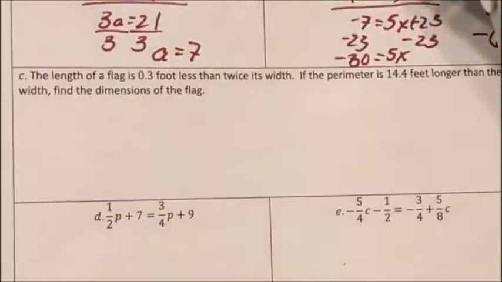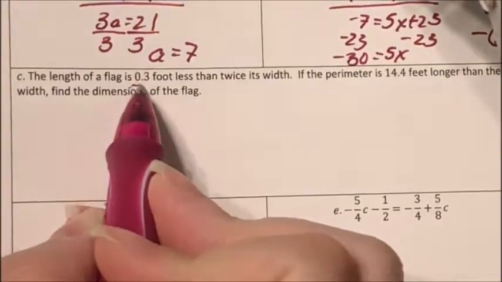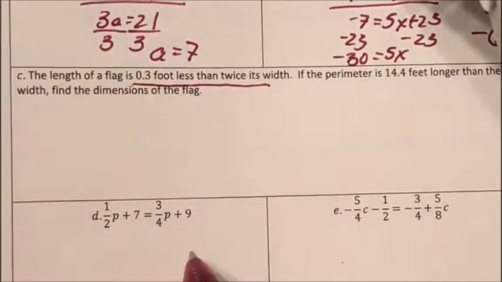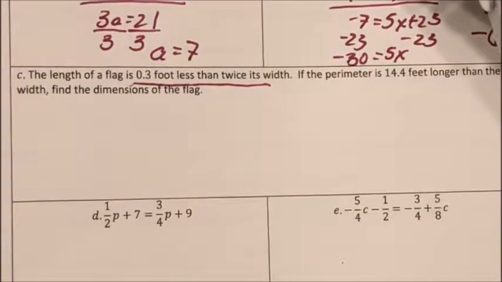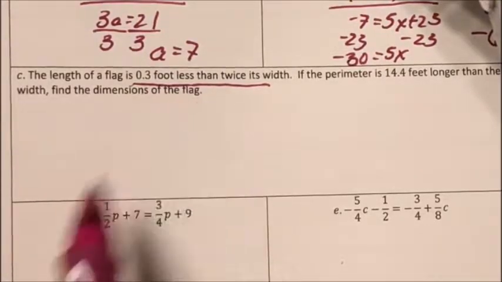Letter C says the length of a flag is 0.3 foot less than twice its width. If the perimeter is 14.4 feet longer than the width, find the dimensions of the flag. Okay? So I need to write the equation first, and then I need to solve the equation. So the length of a flag is 0.3 foot less than twice its width. I'm going to use W for width.